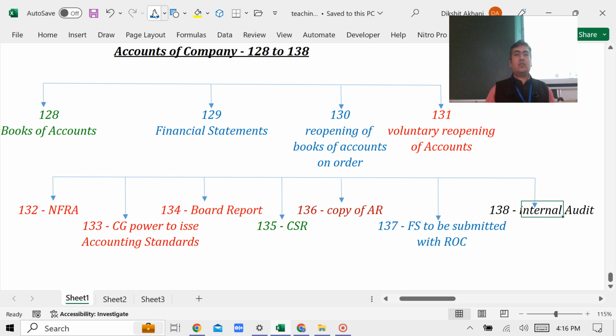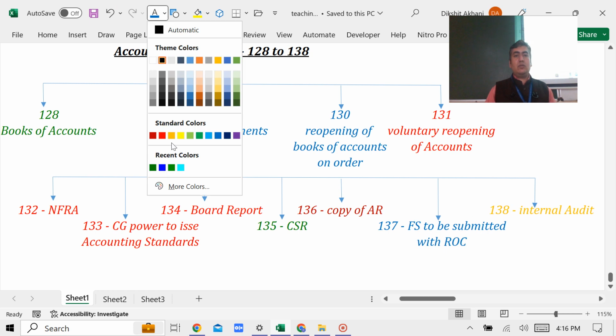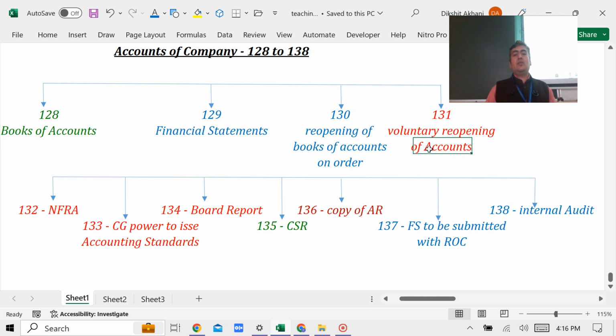Internal audit, so far it is not asked, but we should not take a chance. Alright, so I am keeping it as blue. So this is what it is. Green means very important. Blue means moderate, and red means okay, fine. It's just like a 1-star topic. You may ignore it if you want, but at least go through the brief at least once. Pardon?